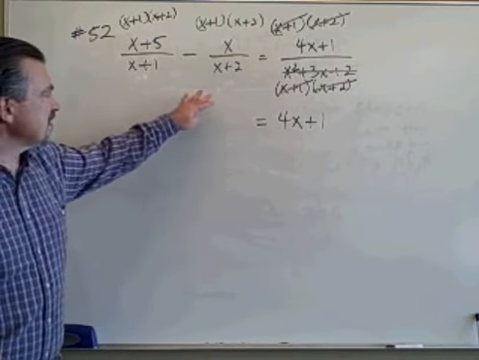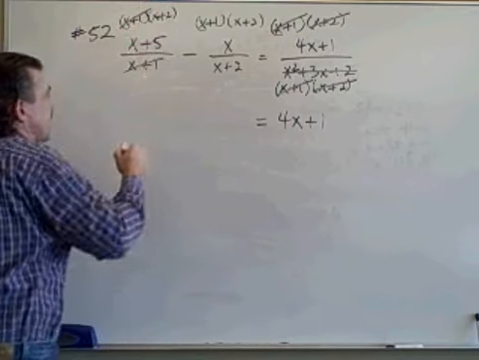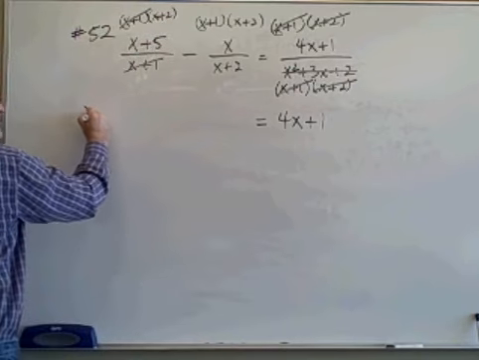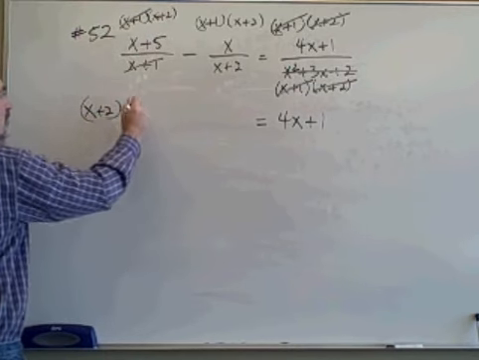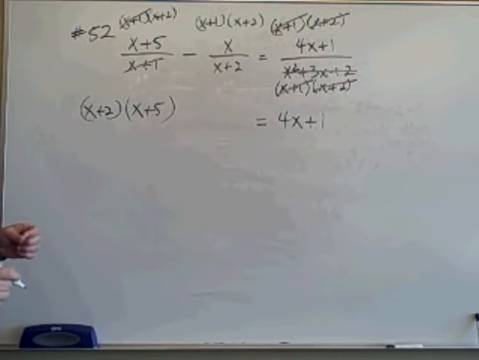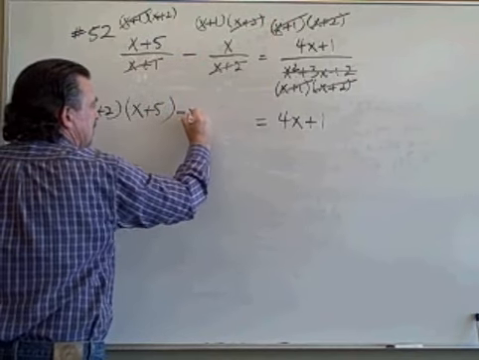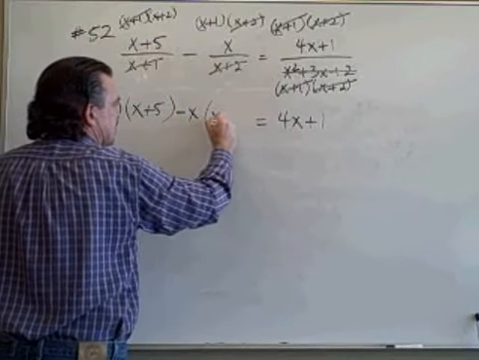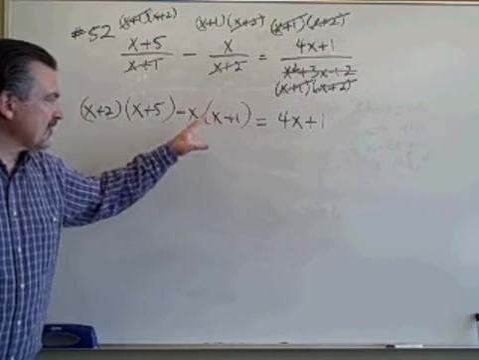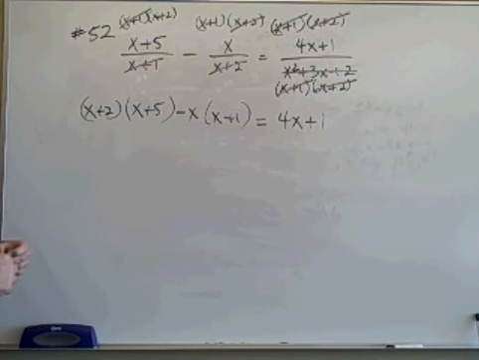So when I multiply these two terms by that same pair of binomials, here the x plus 1 binomials will cancel, leaving me x plus 2 to be multiplied times x plus 5. Here the x plus 2's will cancel, leaving me minus x to be multiplied times the binomial x plus 1. And we now have an equation free of fractions that we can solve.